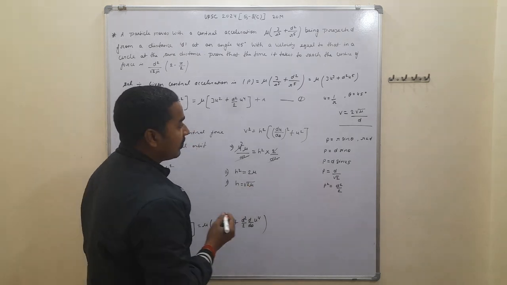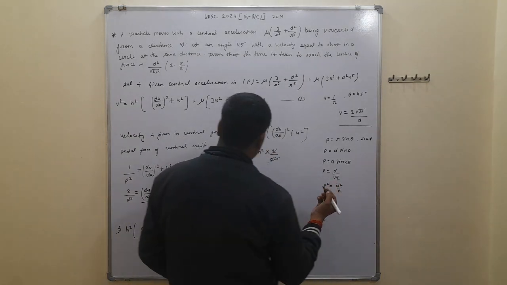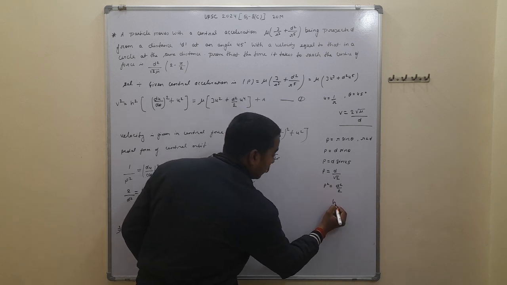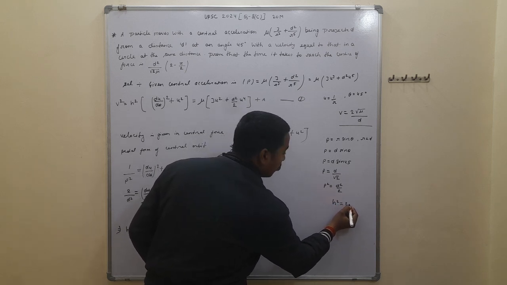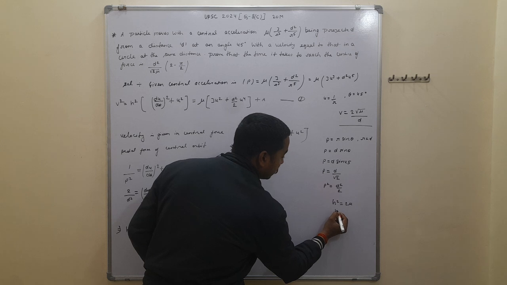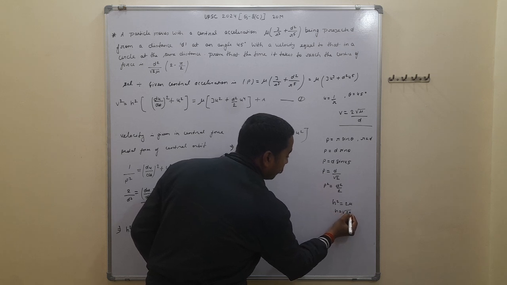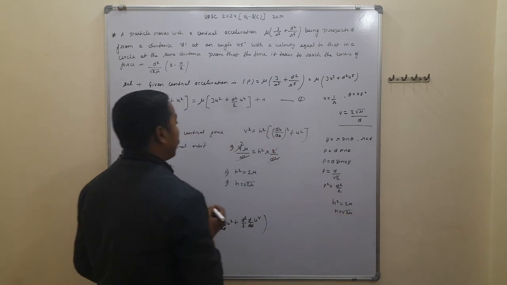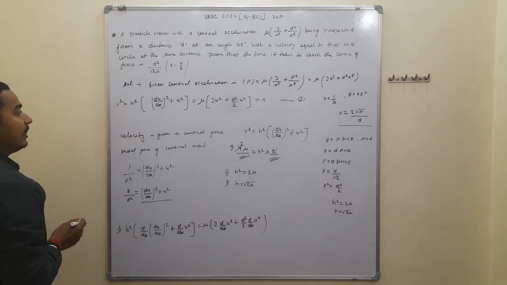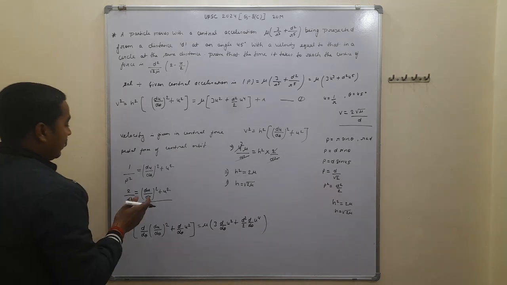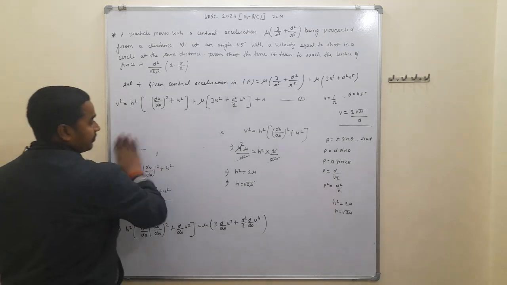We have to write here that the value of h square is 2 mu, and h is equal to under root of 2 mu. Further, we have to find the value of the constant a. The constant a we have to find.